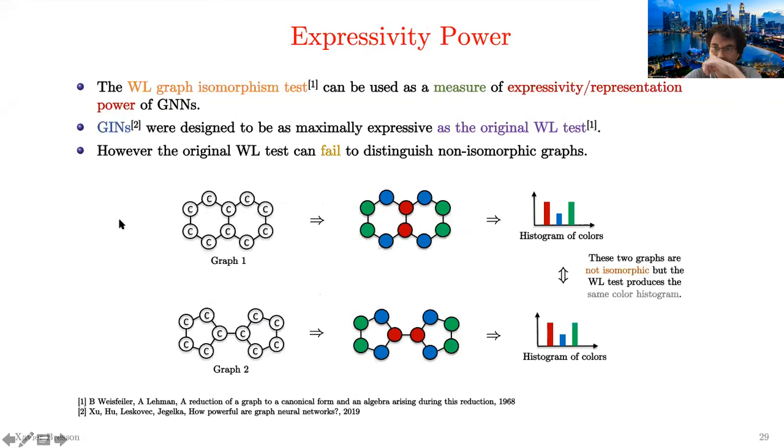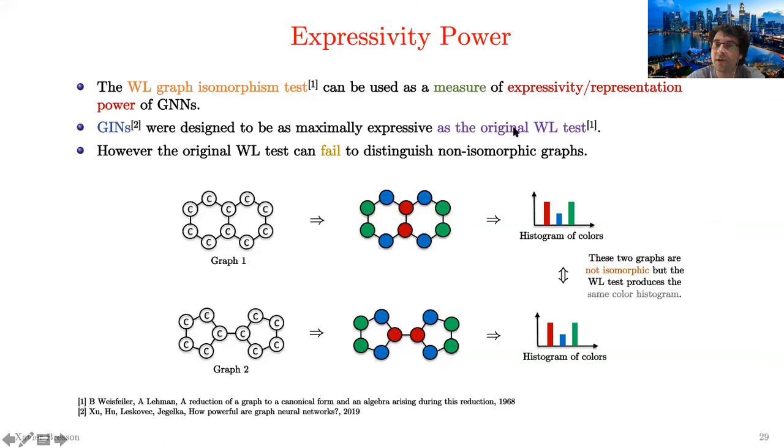So let me talk a little bit about the expressivity power and the limitation of the expressivity power of the original WL test. We decided to use the WL graph isomorphism test as a measure of expressivity, the representation power of graph neural networks. So this is what we did at the beginning of the lecture. This is the idea of GIN. And GIN was designed basically to be as expressive as the original WL test.